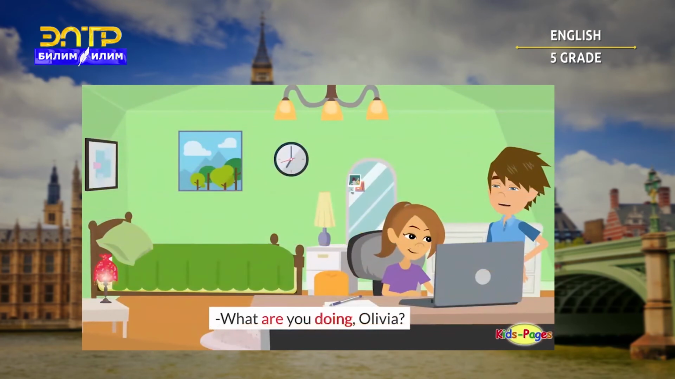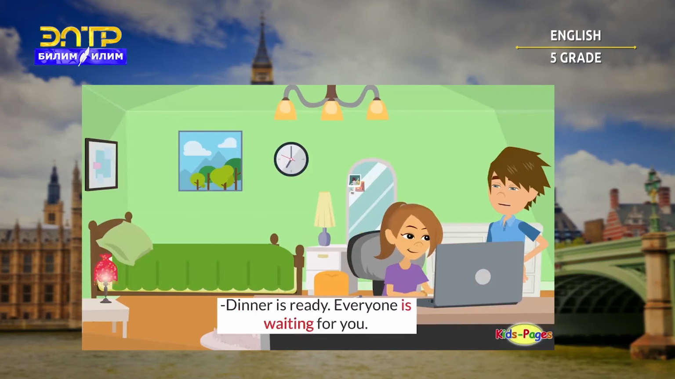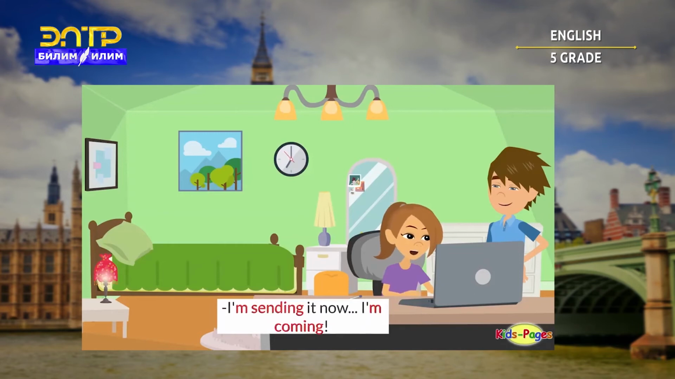Where's Olivia? Paul, please go to her room and tell her we are waiting for her. What are you doing, Olivia? I'm writing an email to my friend Amy. Dinner is ready. Everyone is waiting for you. I'm sending it now. I'm coming.